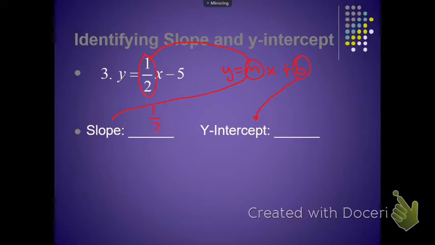So my slope is going to be 1/2. And then my b would be whatever the sign is with it, so my y-intercept would be -5, or b would be -5.